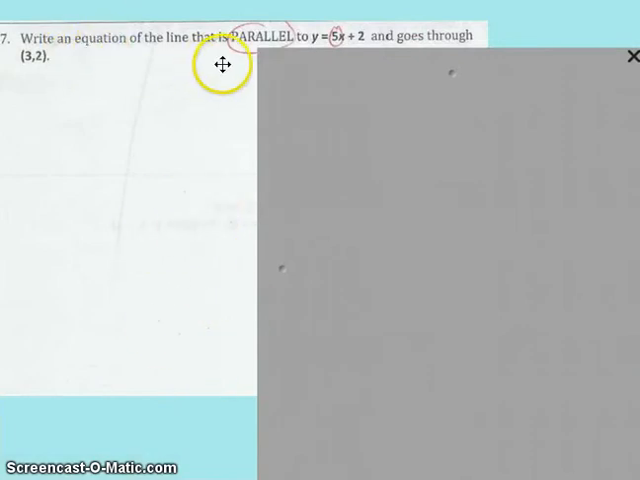Very similar to the last question, but here we're talking about two different lines. Write an equation of a line that's parallel to this equation, y equals 5x plus 2, and goes through this point. Well, this is something you're going to have to remember. Remember that parallel lines have the same slope. So on the previous question with slope-intercept, I needed slope and intercept, and they gave me slope and a point. Well, here they've actually given me slope and a point again. My slope is going to be 5.